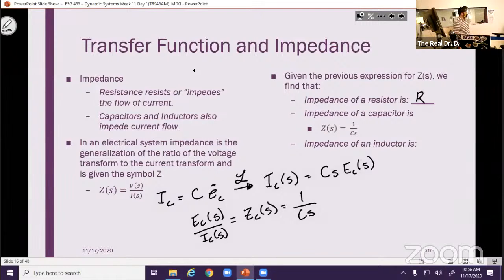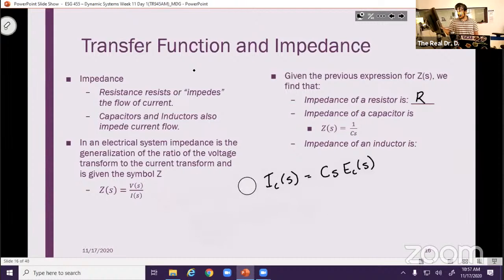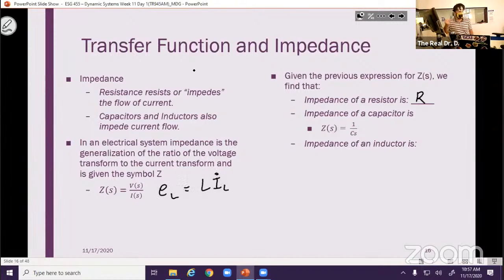We can do this one more time with the inductance, because we know E sub L is equal to L I dot L. So you guys work on that, the E sub L one, and somebody report out to me, what is the impedance Z sub L? I'll give you this one in case you don't remember or you don't have your master sheet. Get me the impedance.